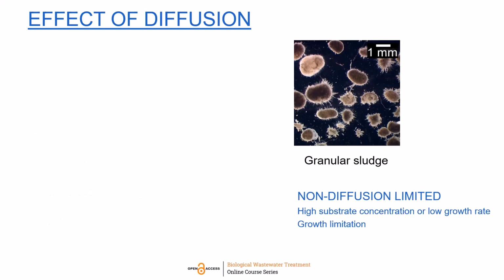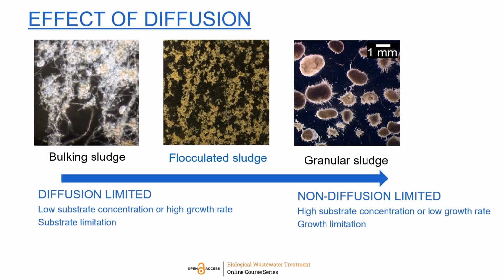At the other side of the spectrum, there is granular sludge, which is obtained when there is no diffusion limitation. This is when the substrate concentration is high or the biomass growth rate is low. The substrate is not limiting in this case, but the bacterial growth as such is the limiting factor. This results in the growth of bacteria in the form of dense granules. And in between bulking sludge and granular sludge, there is flocculated sludge, as is present in typical activated sludge wastewater treatment plants.